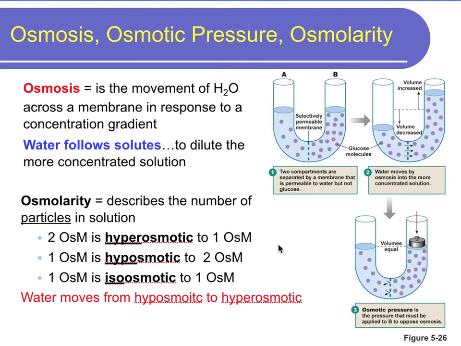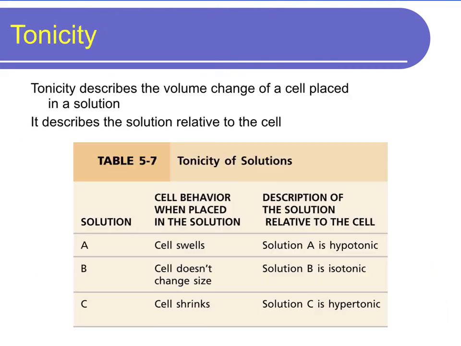So we can look at osmolarity. In this example, we have side A and side B. I would say side A is hypoosmotic to side B. So there's less solutes. We could say side B is hyperosmotic to side A. So it's this comparison. And here, they're isoosmotic. They are the same. So water will go from hypoosmotic to hyperosmotic. In this example, water will want to go into B, from hypoosmotic into hyperosmotic.